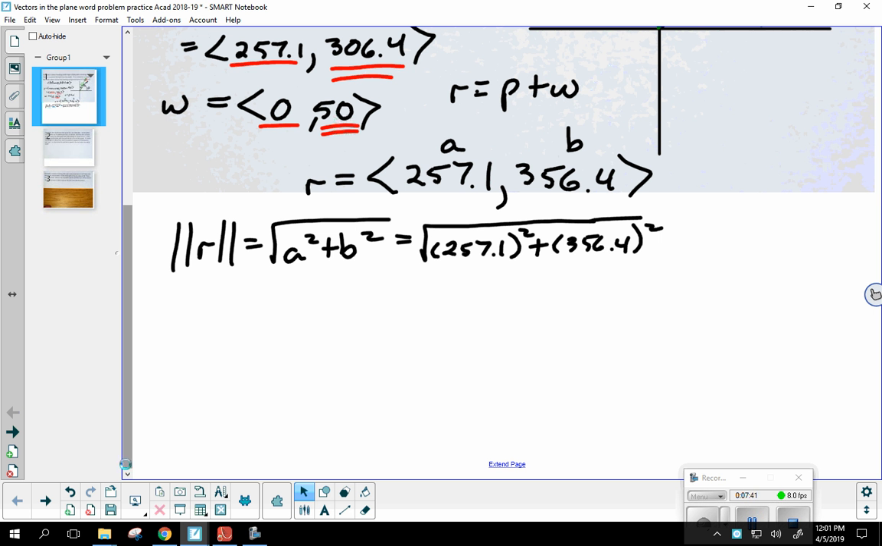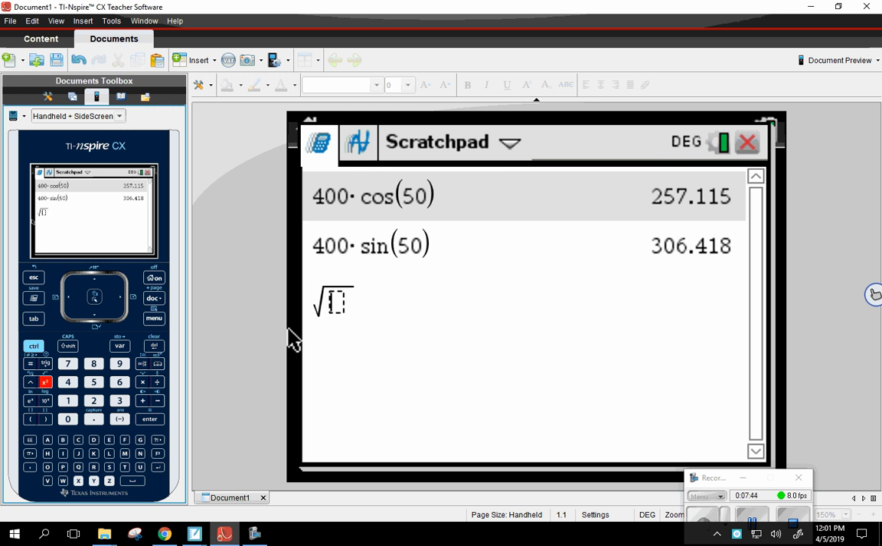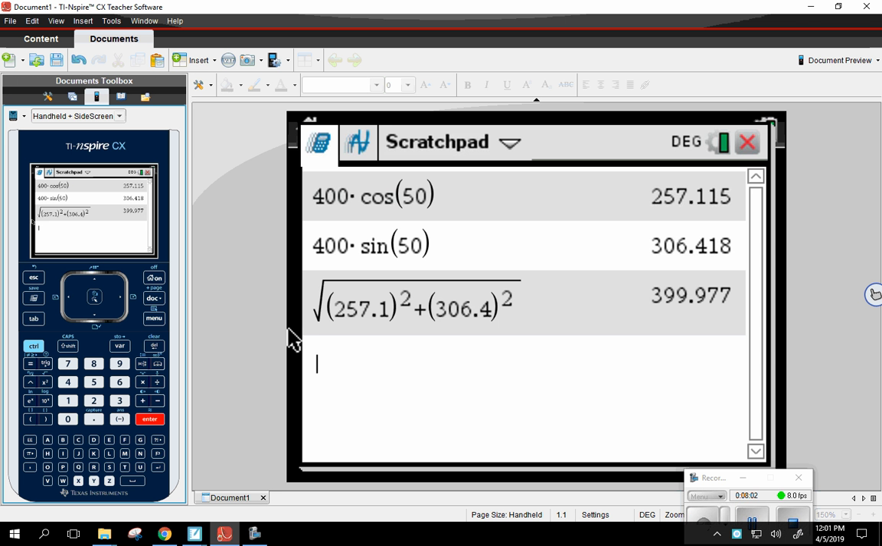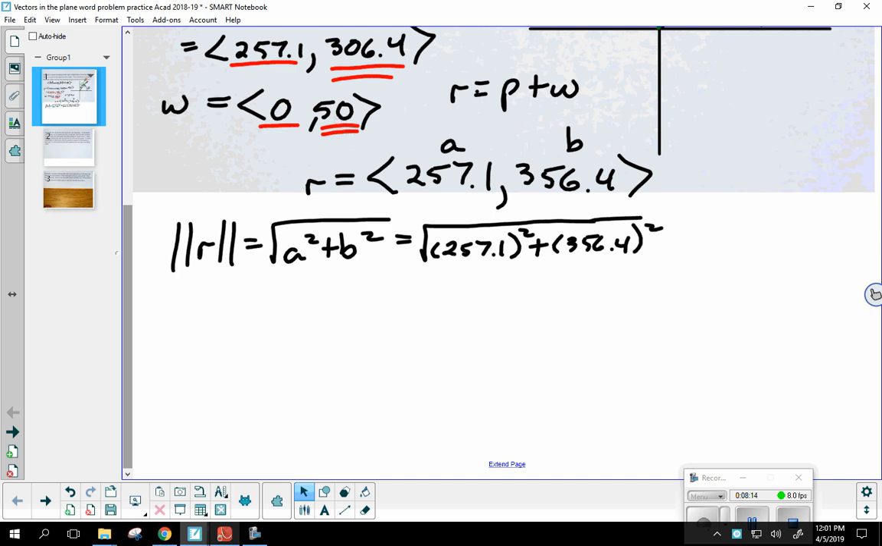So I'm just going to go ahead and plug that in here. So big square root, parentheses. I'm just going to use the decimal values. 257.1. Square that. Plus parentheses 306.4 squared. So how fast is the plane actually traveling? I'd say 399.9. So with that decimal, I could probably say 400. So the wind really is not affecting it a whole lot, right?